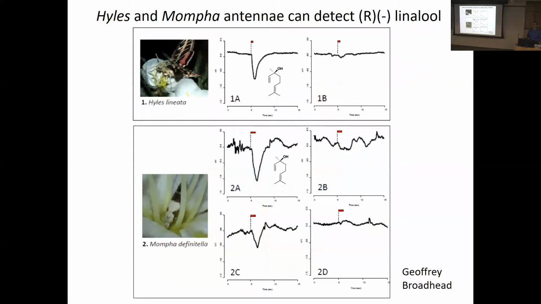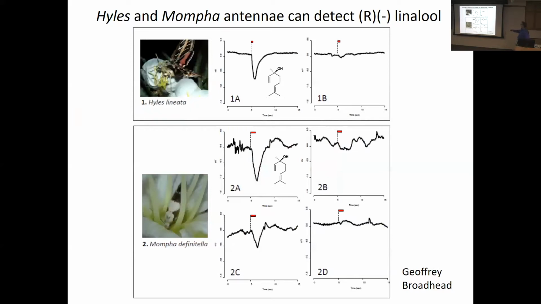So then the question is, you're assuming that they can smell it. You're assuming that they care. You know, go to the wind tunnel and do a bioassay. We can do that with Hyles because we have it. Mompha is a wild animal. We can't yet raise it. So Jeff Broadhead ran some electroantennograms.